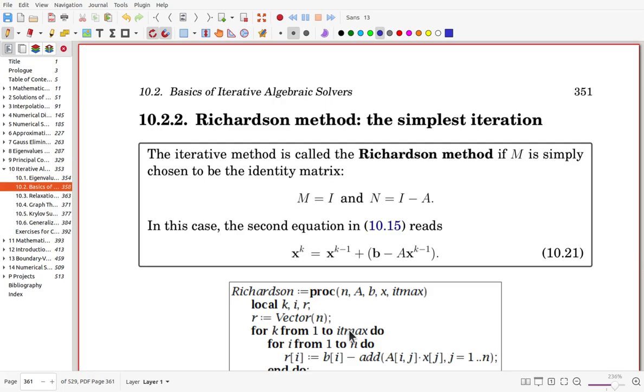We'll consider an example of iteration, which is the Richardson method. The Richardson method is the simplest iterative algorithm. In the method, M is simply chosen to be the identity matrix. M is identity, so N must be identity minus A. If you derive the iteration, then you can iterate this one. From the old iterate, we simply add the residual, then we get the new one. It's the simplest algorithm.